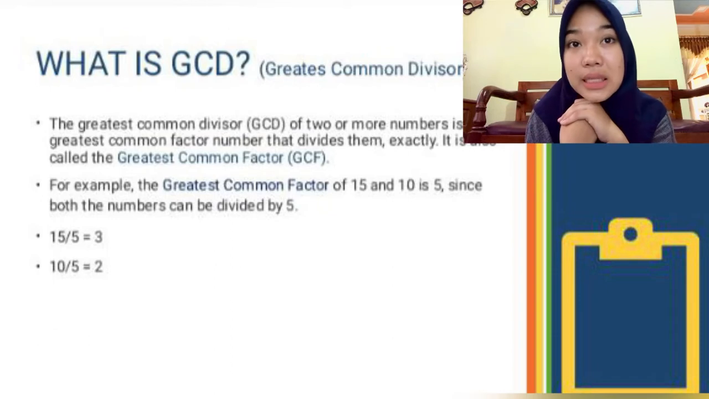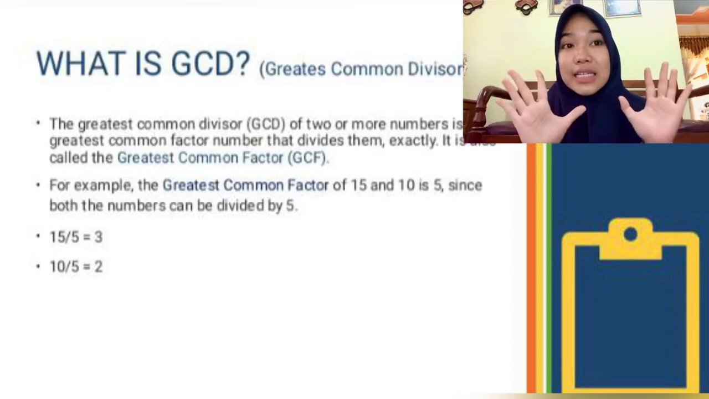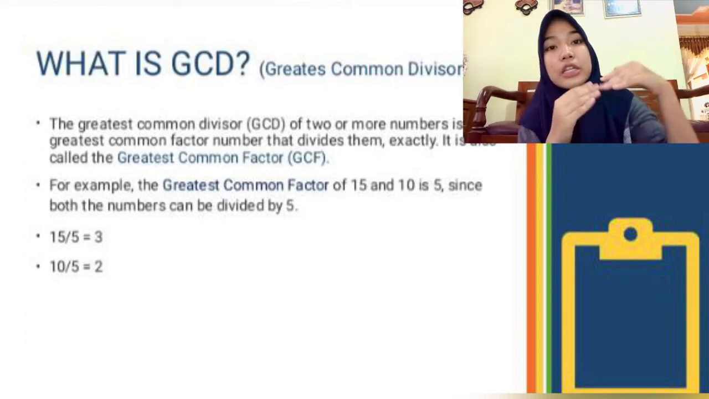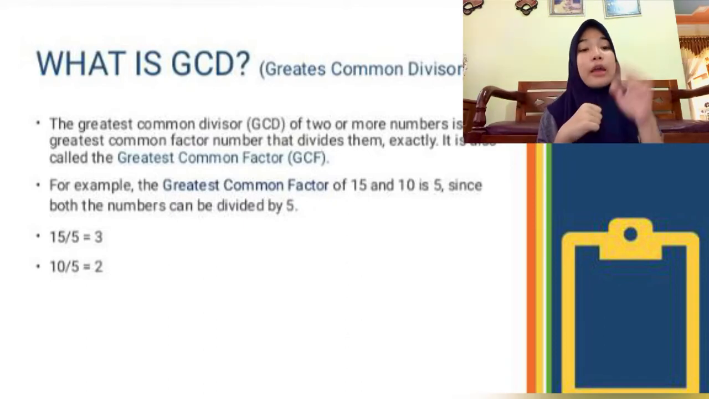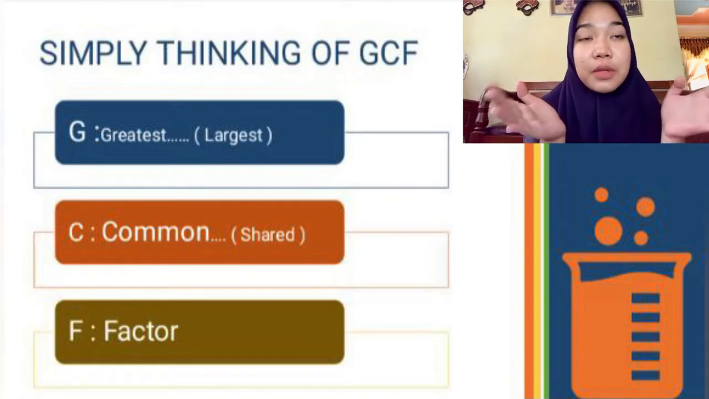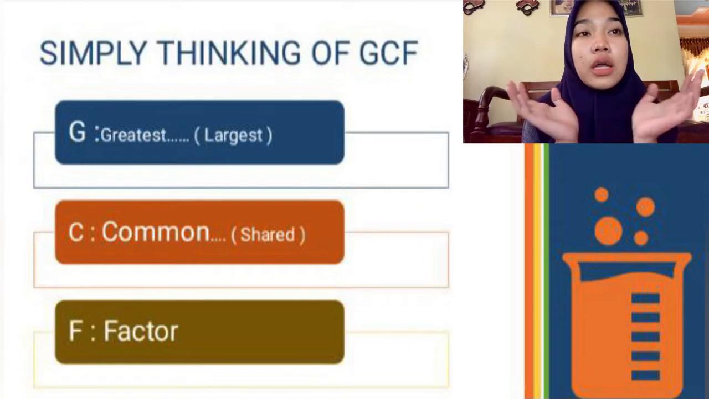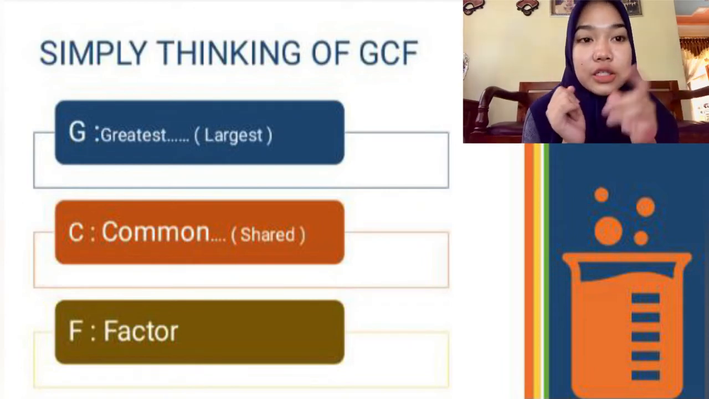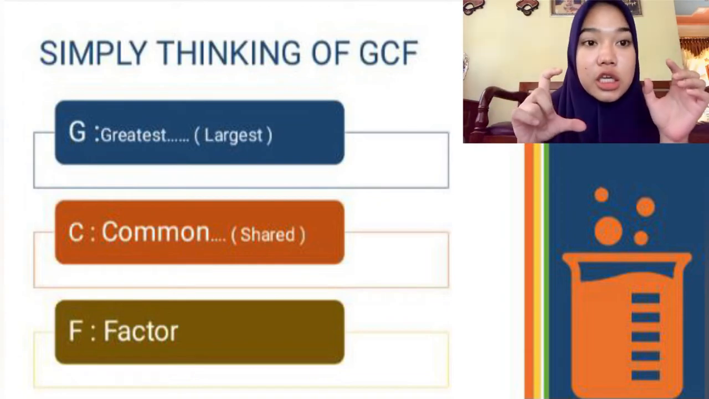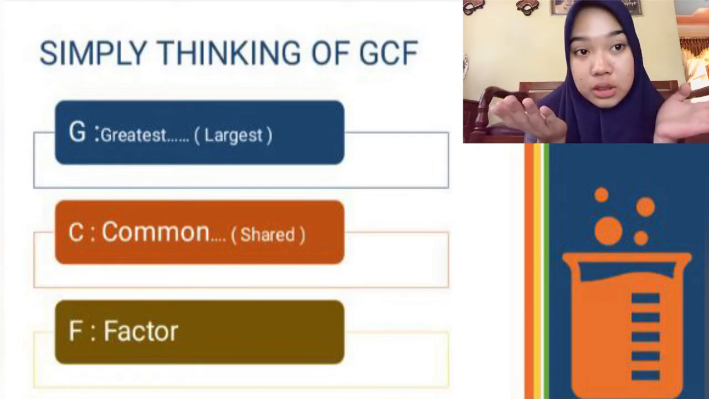For example, the greatest common factor of 15 and 10 is 5, since both numbers can be divided by 5. And next, a simple way of thinking of the greatest common divisor or greatest common factor is G, greatest or large, C, common or share, and F is factor.